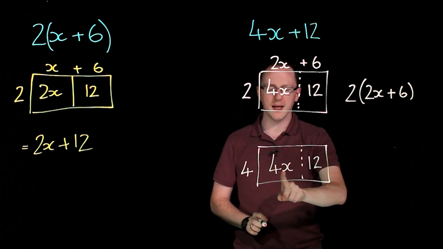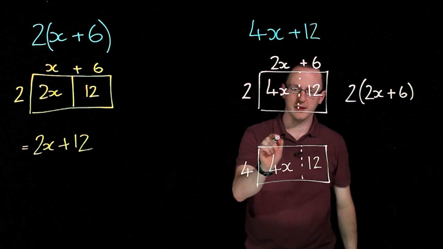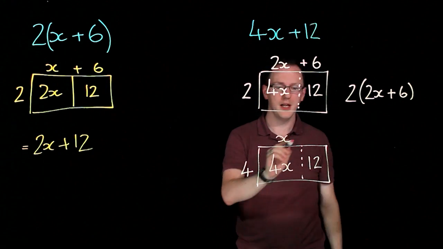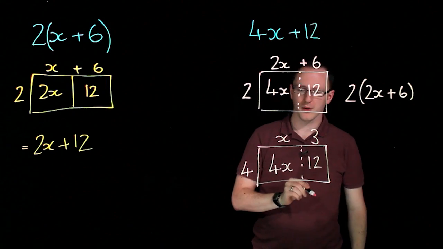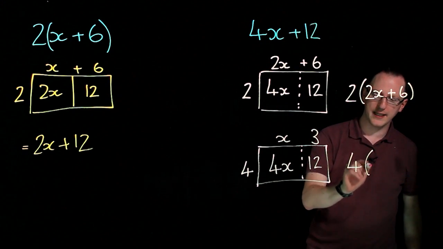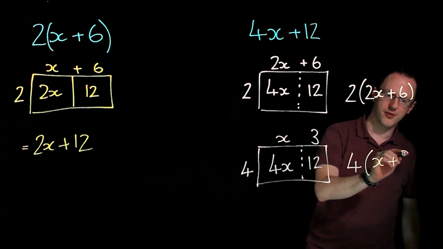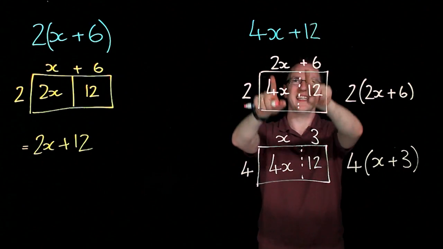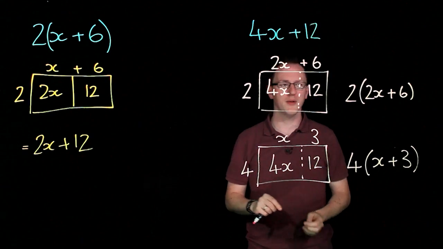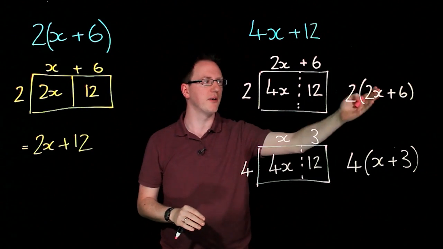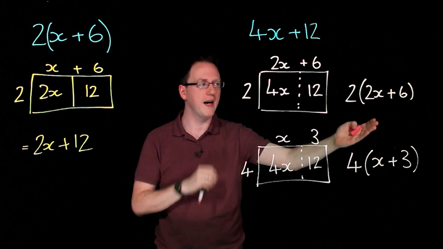And so 4 times what makes 4x? Well, that's 4 times x. And 4 times what makes 12? Well, that's 3. So this would give us the expression 4 brackets x plus 3. Now, if we were to expand that, we can see we'd get exactly the same as what we started with. So both of these are valid factorising. We've factorised 4x plus 12 in two valid ways.